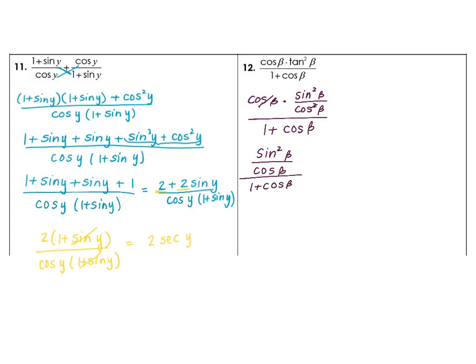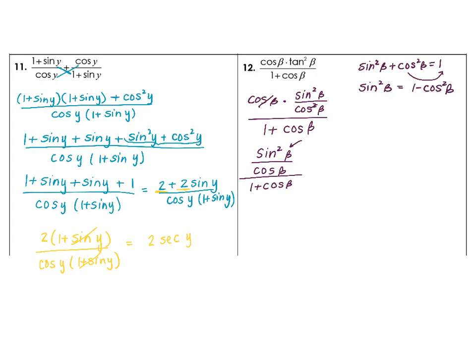So everything looks like it's trending toward cosine beta, but then we've got this strange sine squared. But if we go back and we remember that sine squared beta plus cosine squared beta is 1, we do have a way to transform sine squared into 1 minus cosine squared beta. And that might be the substitution we need to make with this one.